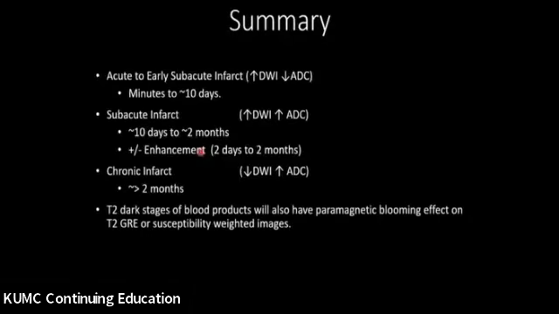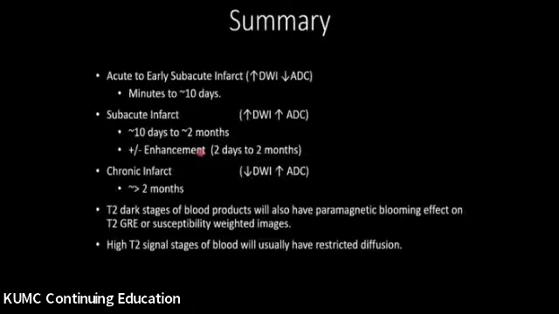And then for hemorrhage, it is only the T2 dark stages of blood, seen in various stages of acute, subacute, and then always in the chronic stage, that are going to be dark on the blood sensitive sequences as well as the DWI, and have the paramagnetic blooming effect and can obscure ischemic infarcts when present. And the T2 bright stages of blood are going to be fair game to diffusion restrict.